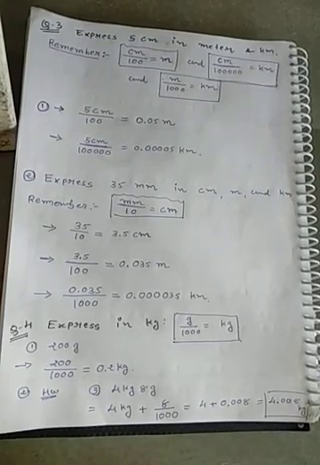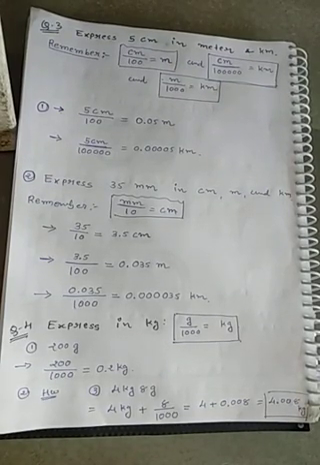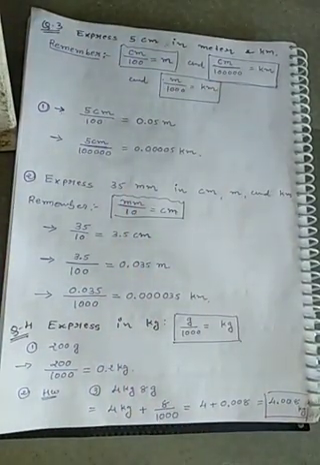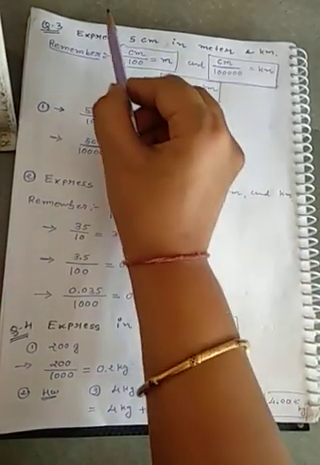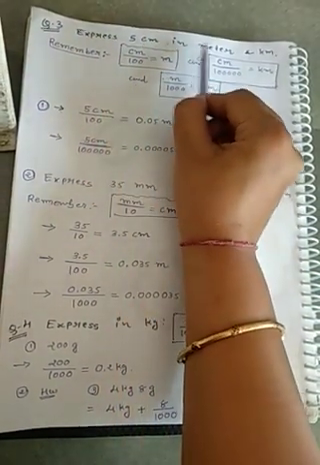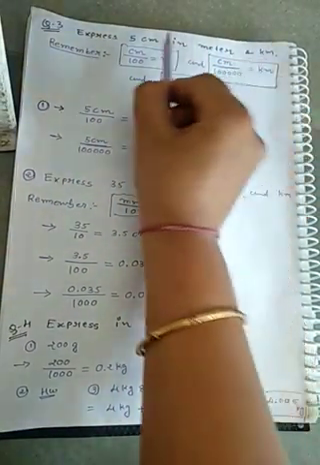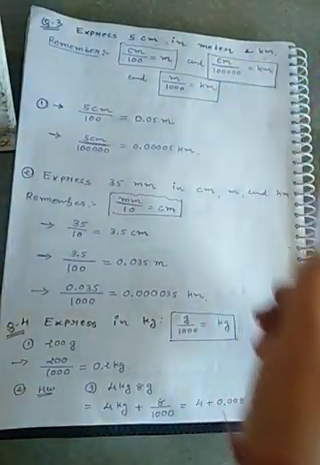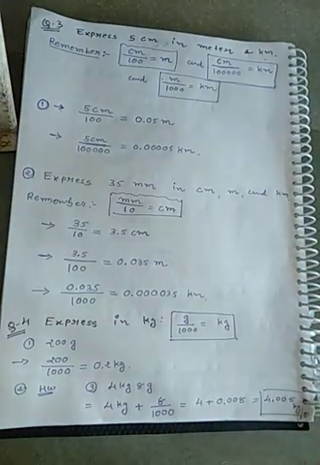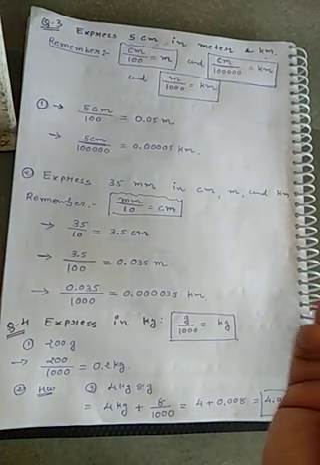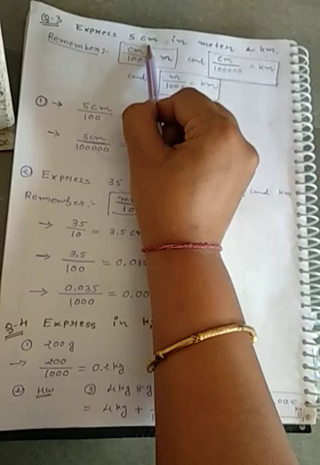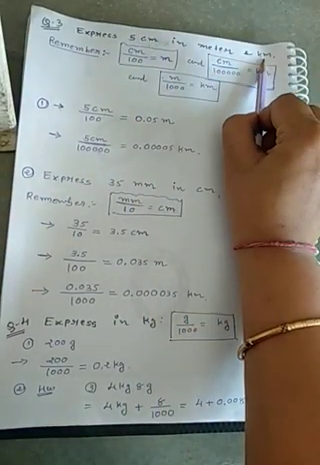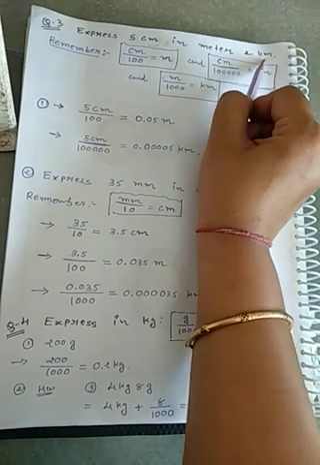Question number 3, in that two questions are given. First one, express 5 centimeter in meter and kilometer. Express 5 centimeter in meter and kilometer means we want to convert this centimeter into meter and kilometer. So for that also we should know the conversion of these units, right? So how to convert centimeter into meter, how to convert centimeter into kilometer, how to convert meter into kilometer.